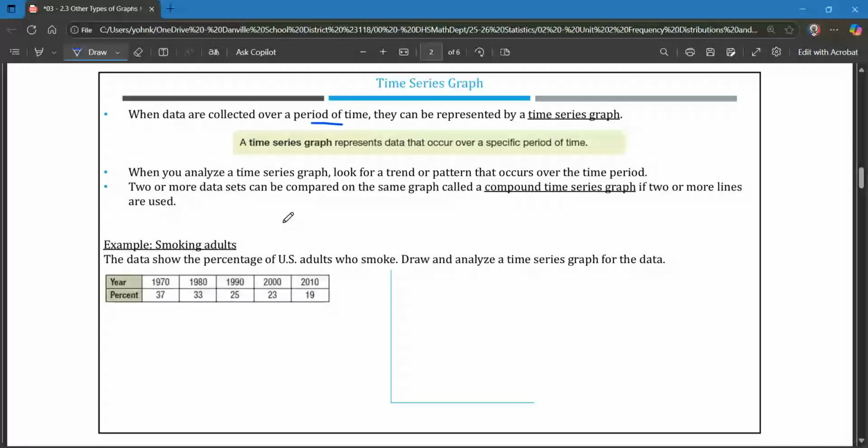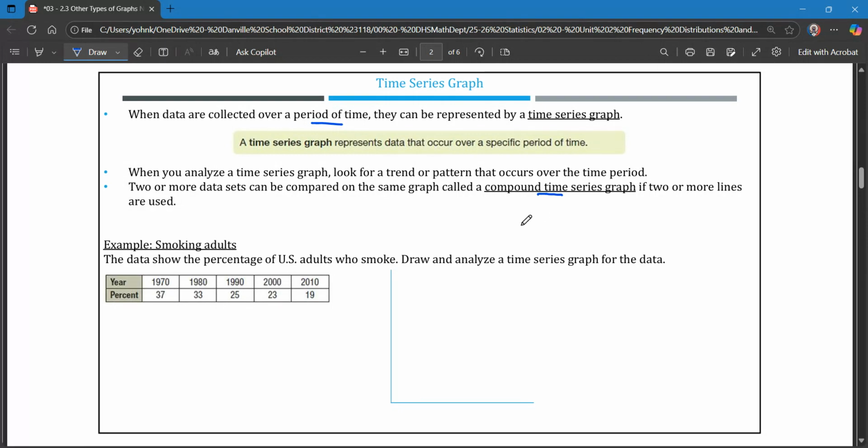When you analyze a time series graph, you want to look for trends or patterns that occur over the time period. So you could say something like it's constantly increasing, it's constantly decreasing, or it's overall remained the same. You can also compare two or more sets of data on the same graph. That's called a compound time series graph.